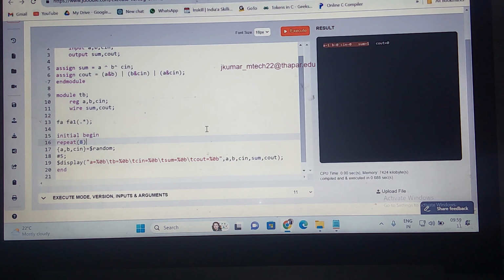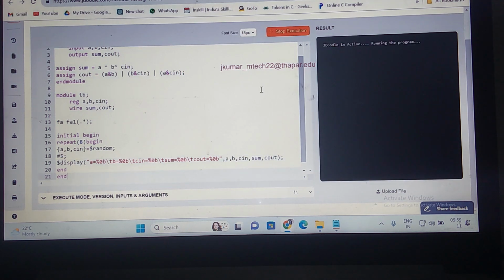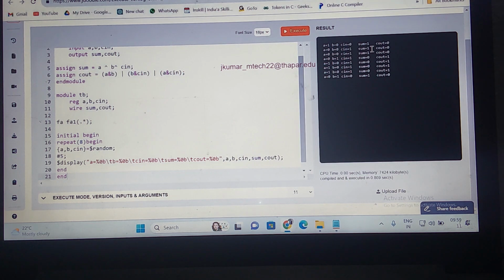Let us check all the possible. Since I'm using the symbol random, I won't get the ordinary binary representation, right? Since this will generate the random values. Okay, I'll be printing how many times? 8 times I'm repeating this. This is 8 times with different inputs A, B, C. This is my sum and this is my carry.